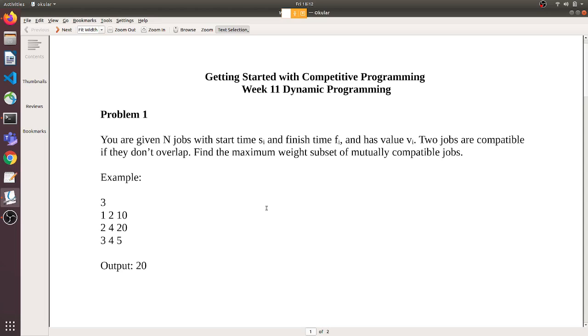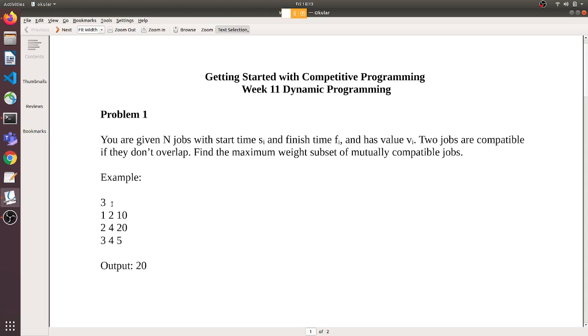The problem statement is very small and clear: you are given n jobs. Every job has a start time and a finish time. You cannot take two jobs that overlap with each other, and every job has a value associated with it. Your goal is to find the subset of the jobs which are mutually compatible and maximize the weight of the jobs.